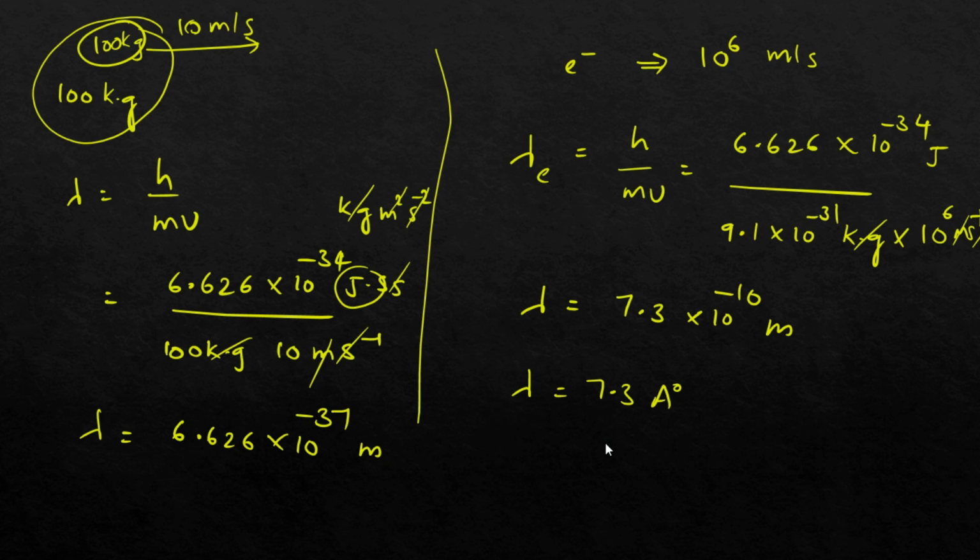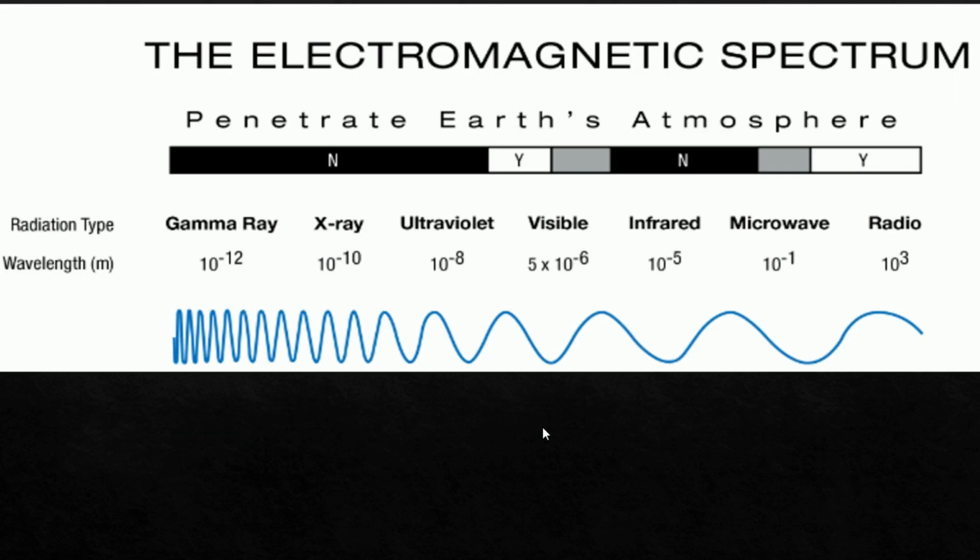Which type of wavelength is this? It is X-ray type wavelength. See here, if you compare this electron wavelength, with velocity 10 power 6 meter per second, you will get exactly X-ray photon like wavelength.